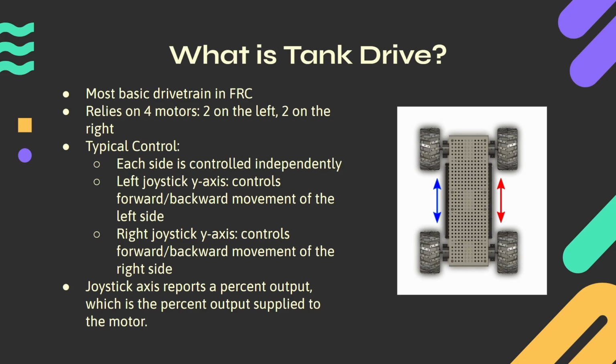So it's got 4 wheels, usually, sometimes teams use 6, but for this case we're going to assume it's got 4 wheels, alright? And it relies on 4 motors, 2 on the left and 2 on the right. And so the typical control scheme for a tank drive, or the most basic rather, is each side is controlled independently. So if you look at your controller and its left joystick, its Y-axis, so the up and down movement, controls the forward-backward movement of the left side. And for the right joystick's Y-axis, that'll control the forward-backward movement of the right side.